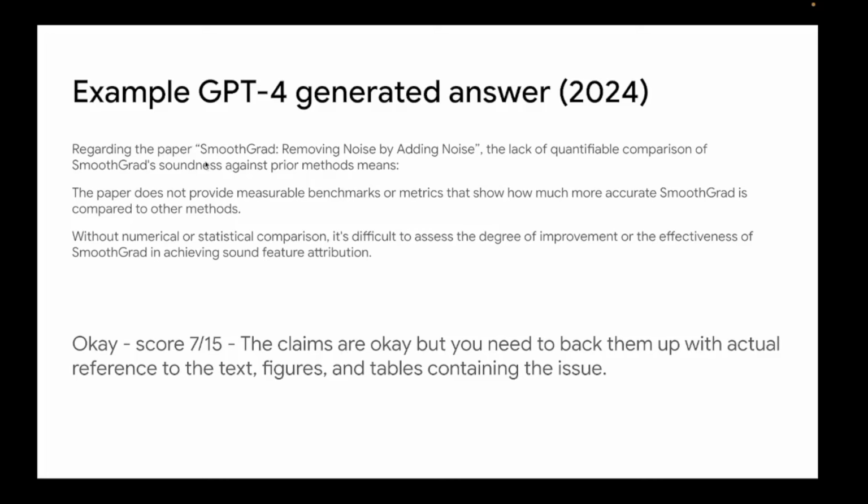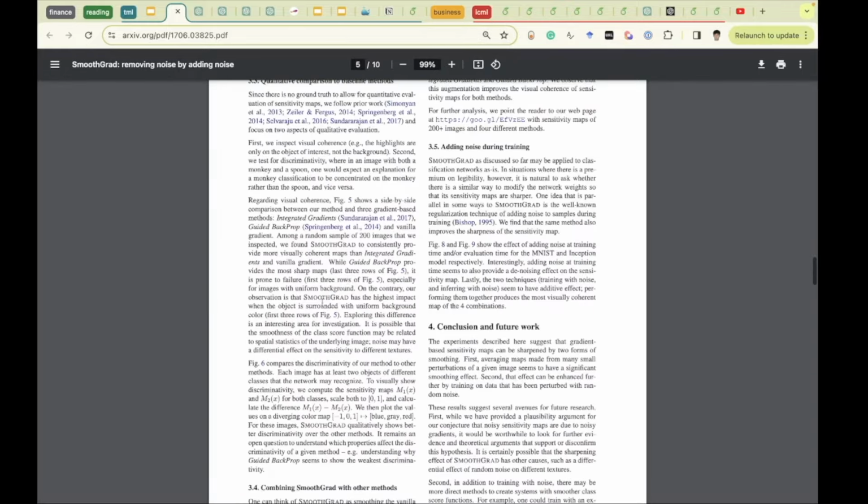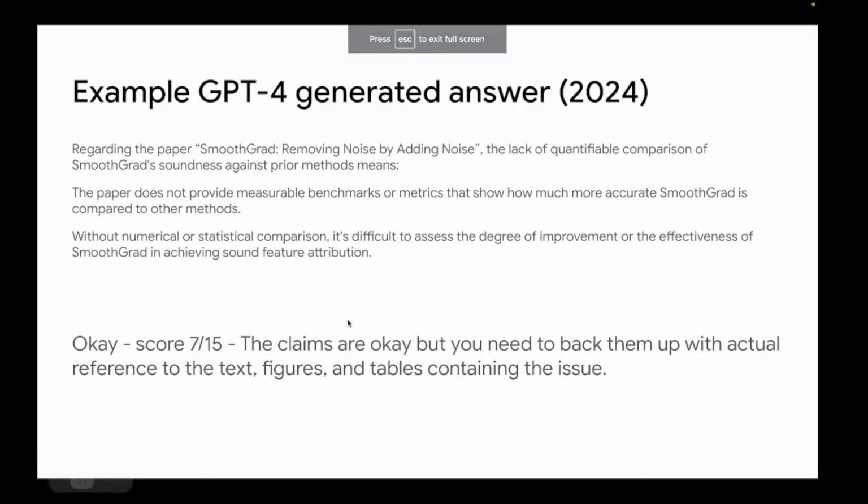For this paper, for reading the excerpt from the paper, I'm also deducting a few points because it makes the right, okay-ish claim, like it does not provide measure benchmarks, for example. So without numerical or statistical comparison, it's hard to declare this is doing a better job. But here the issue is that you're not referring to the exact part of the excerpt. Like if you look at, for example, the figure here, you see a problem, right? Or if you look at the text within the paper, it makes a false claim, for example. So we need more specific reference to the part of the text or table or figure. So for this type of question, that's kind of the level we are looking for in the answer.